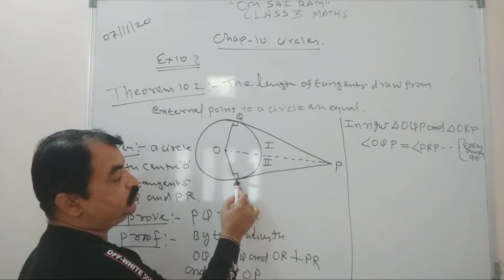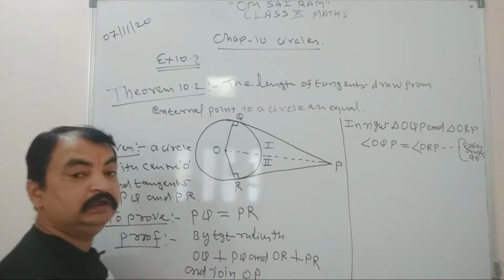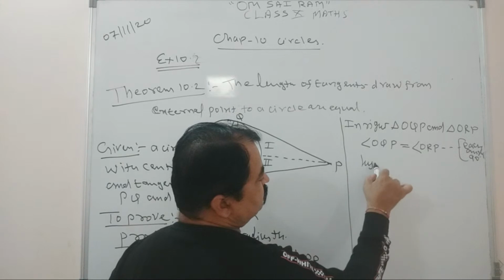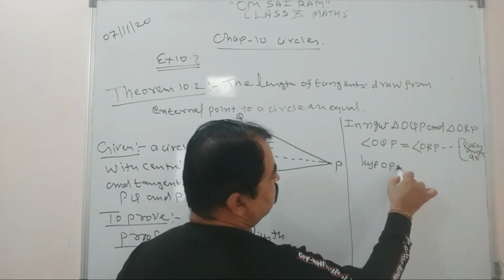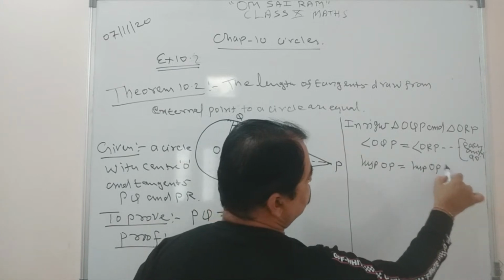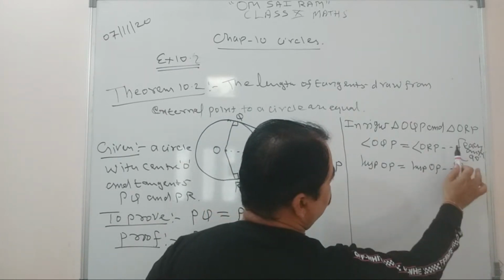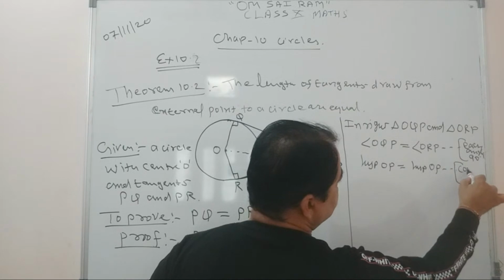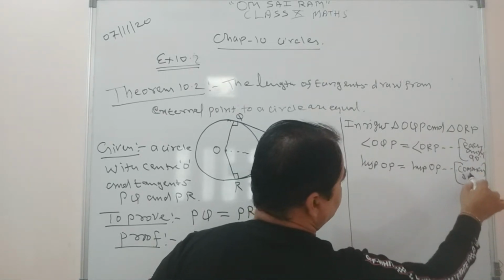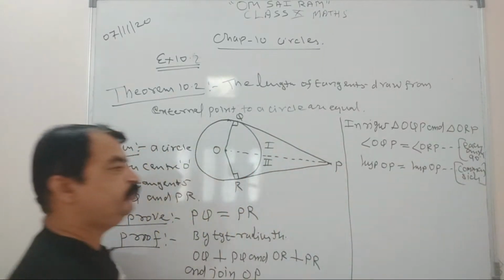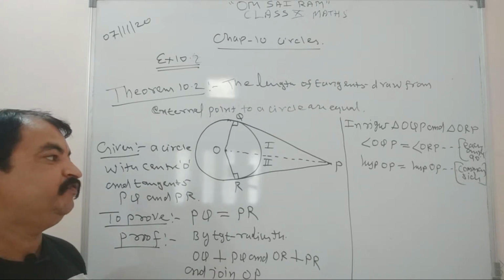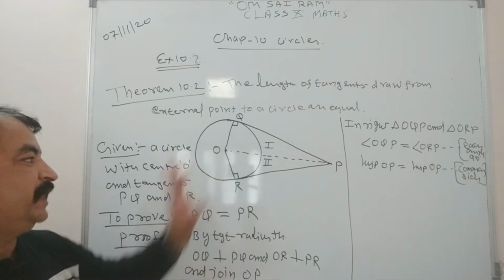R is a right angle, so its hypotenuse will be what? OP only. So you will write hypotenuse OP is equal to hypotenuse OP, children, and what reason will you put? Common. This hypotenuse is common. It is a common side for both the triangles, children.